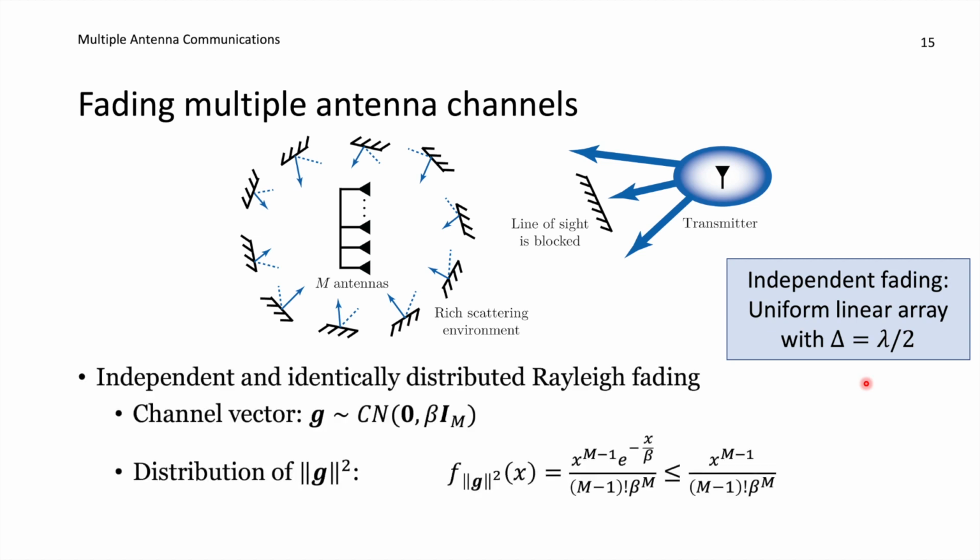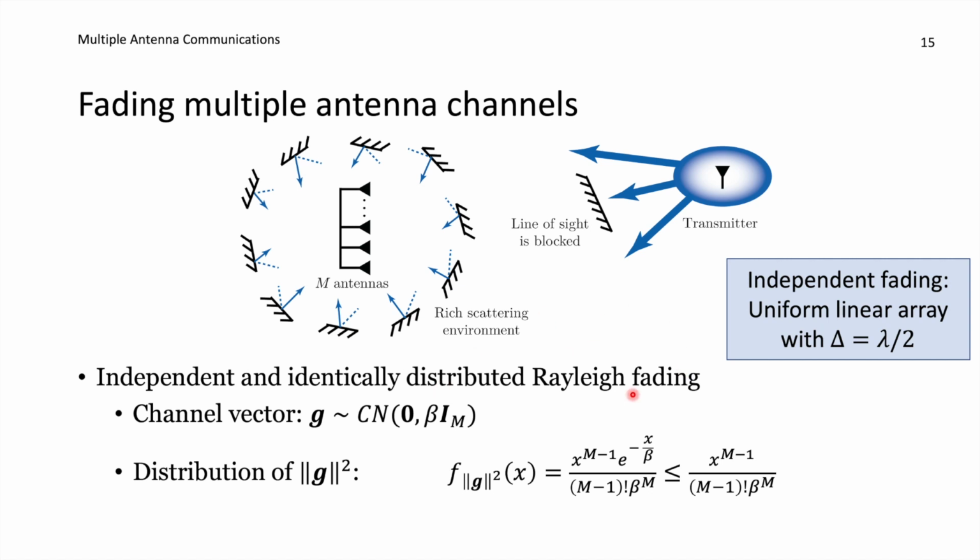So under these assumptions, we get a channel vector g, which is complex Gaussian distributed and has zero mean. Its variance, we call it beta. It's the same for all the elements because they are in the same propagation environment, and they are independent. So the covariance matrix is a scaled identity. And we call this independent and identically distributed, or i.i.d., Rayleigh fading.